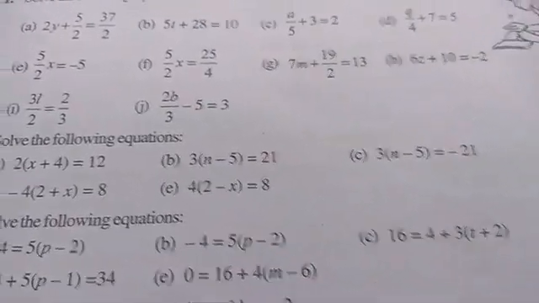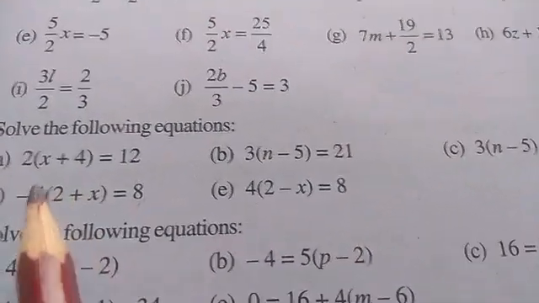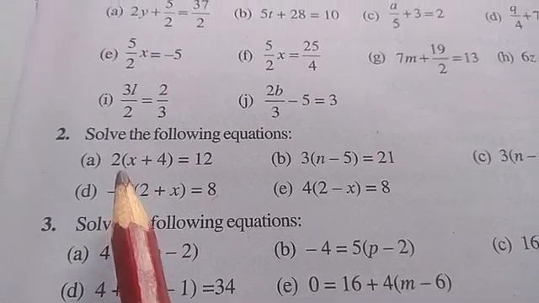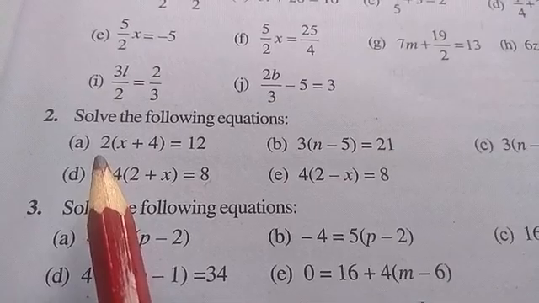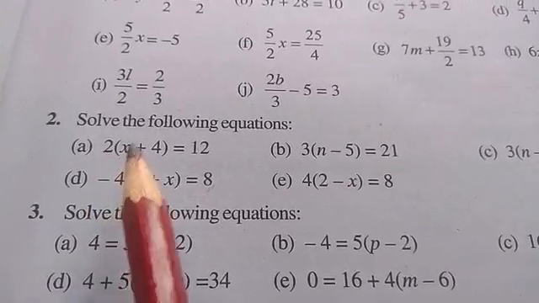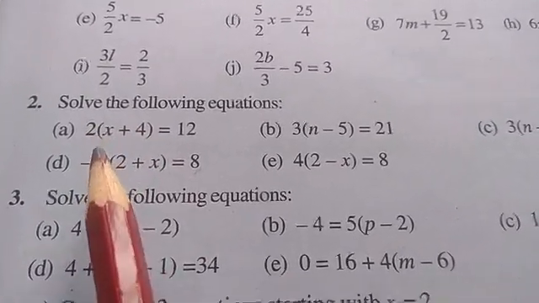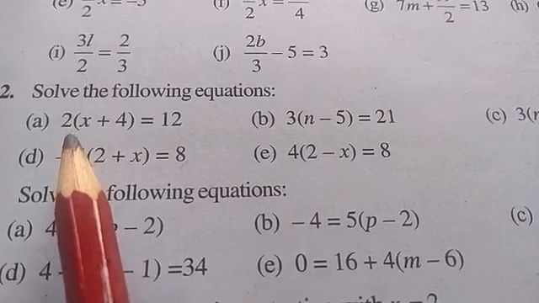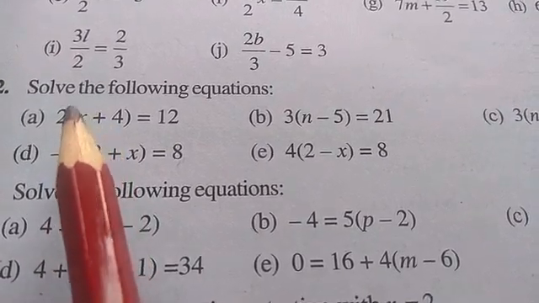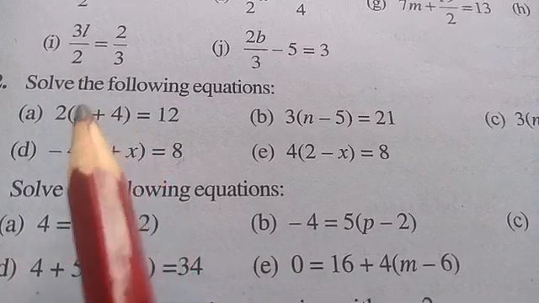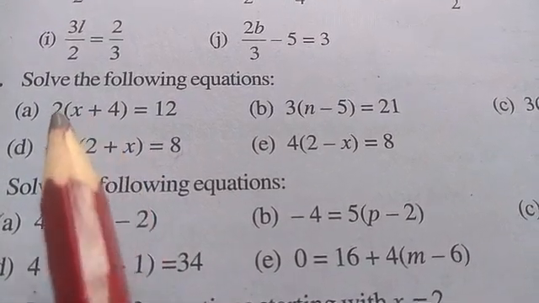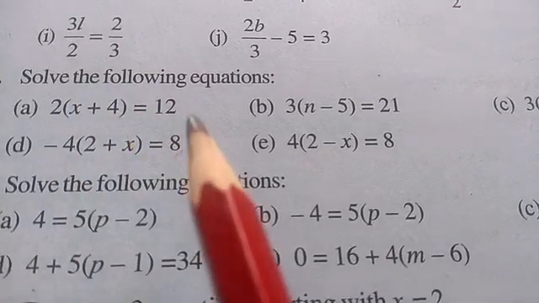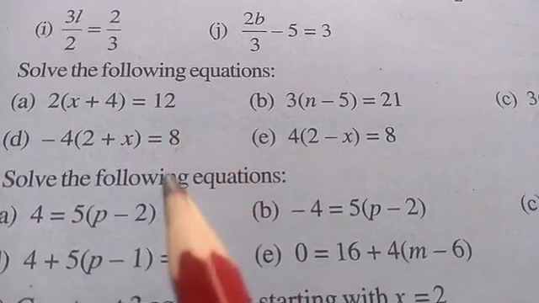So let me start with question number 2, A part. Now see here, this is given as 2 in the bracket x plus 4 is equal to 12. It means 2 is multiplied to x also and to 4 also. In other words, you can say that 2 is common, 2 is taken out as common from x and 4. So our step will be like this: 2 into x plus 2 into 4 is equal to 12. Then we'll proceed. Okay.